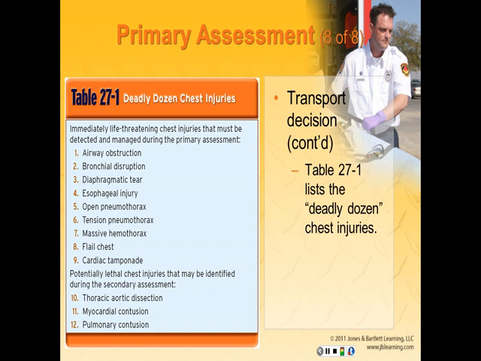There are, in the chest injury guidelines, a list of a dozen injuries that are considered deadly for chest trauma patients. These are generally immediately life-threatening, and they must be detected and managed during a primary assessment. They are airway obstruction, bronchial disruption, diaphragmatic tear, esophageal injury, open pneumothorax, tension pneumothorax, massive hemothorax, a flail chest, cardiac tamponade. And the last three are potentially lethal and may be identified during your secondary assessment, and they are a thoracic aortic dissection, a myocardial contusion, or a pulmonary contusion.